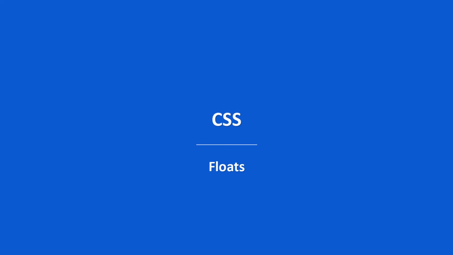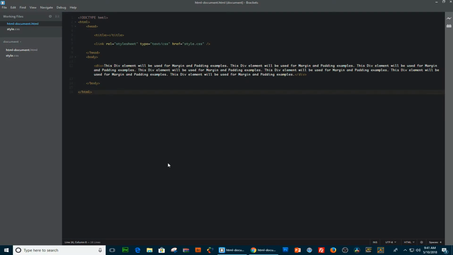In the previous lecture, we learned about borders. In this lecture, we're going to learn about floats. The float property specifies that an element's edge should be placed at the edge of one side of its parent container. There's three values that can be used. Well, there's actually five of them, but three are fully supported.